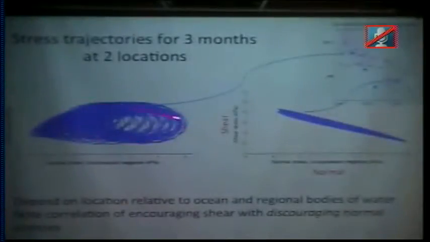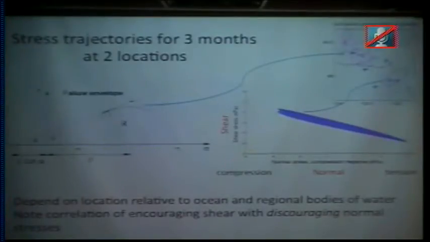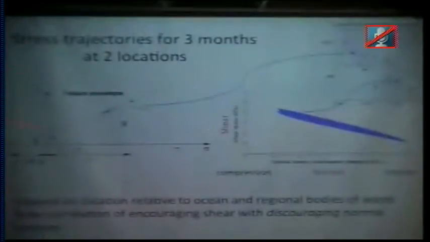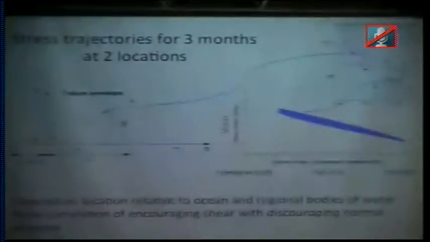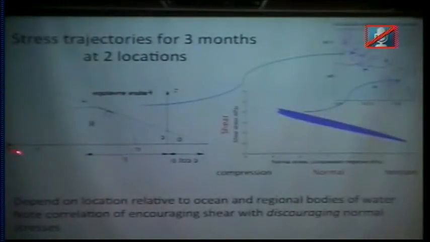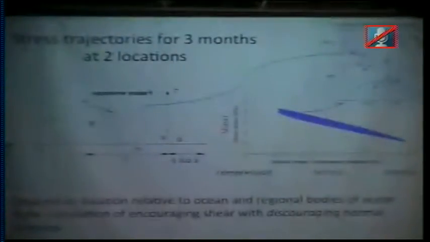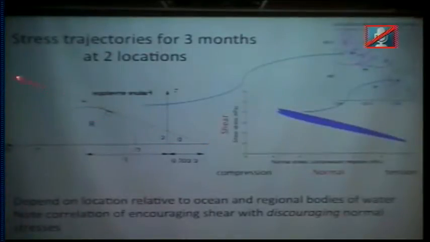So this is 3 months of stress going around this so-called stress trajectory. And as I said, negative is compression. And we want to view this in the context of Coulomb failure. So hopefully you're familiar with Coulomb failure where you plot shear versus normal like we're doing, but we need to flip it like that so that greater compression is negative. This is the engineering convention and what I like to use.